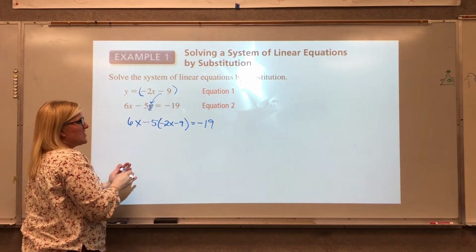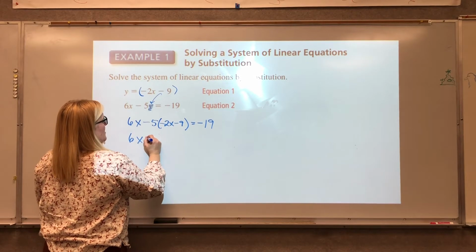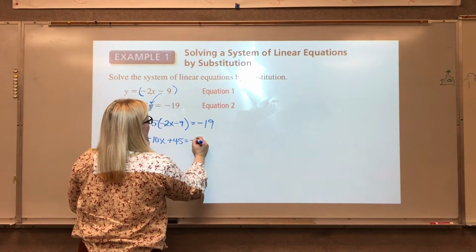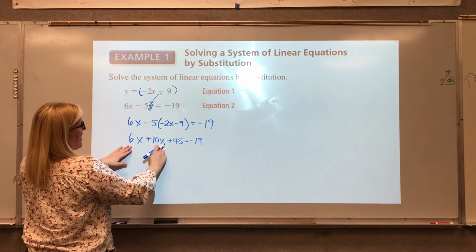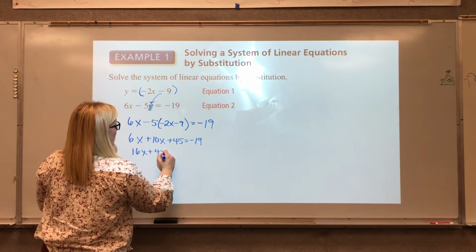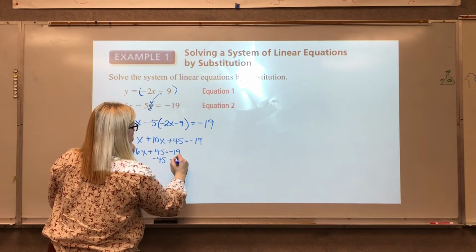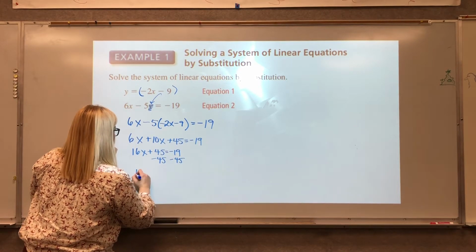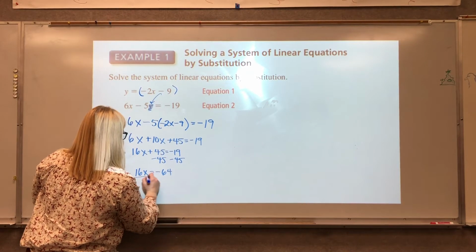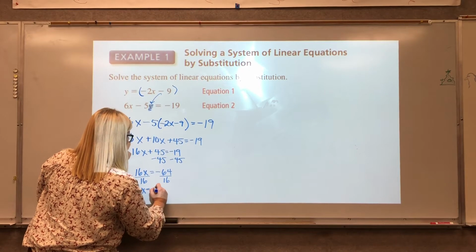Okay, so now I'm going to solve for x. So I've got to distribute. So I've got 6x plus 10x plus 45 equals negative 19. I'm going to combine like terms. So 16x plus 45 equals negative 19. Subtract 45 from both sides, and I get 16x equals negative 64. Divide by 16 and I get x equals negative 4.